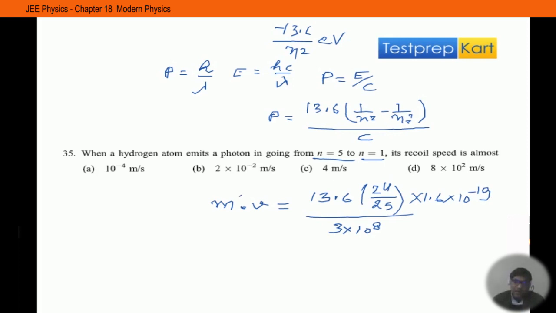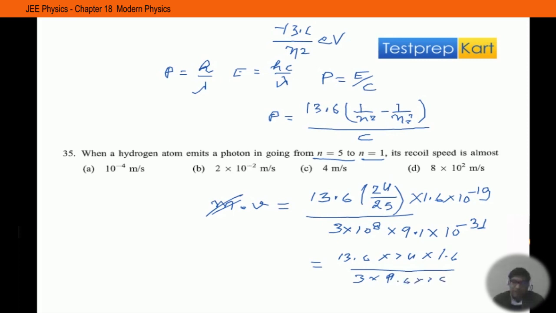Now if we want to find the recoil velocity, then we need to divide by the mass, that is 9.1 into 10 to the power minus 31. Okay, so after solving this, we'll get 13.6 into 24 into 1.6 divided by 3 into 9.1, and the powers of ten are already accounted for, so we'll get 1.6 into 25. So from here we'll get 4 meter per second. So the correct answer is 4 meter per second.